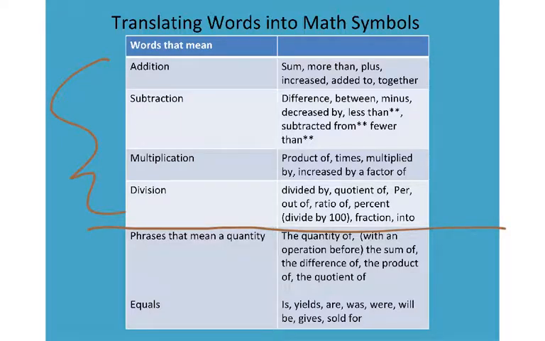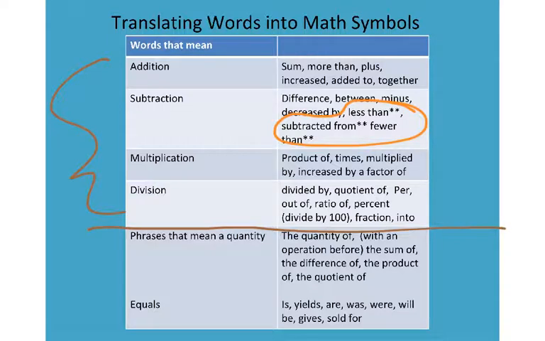So for words that mean addition, we have sum, more than, plus, decreased, added to, together. For subtraction, we have difference, between, minus, decreased by. Then we also have less than, subtracted from, and fewer than. Now, there are asterisks next to these words, and there's a very important reason why. For those asterisks, that means you have to switch the order of the two things you're subtracting.